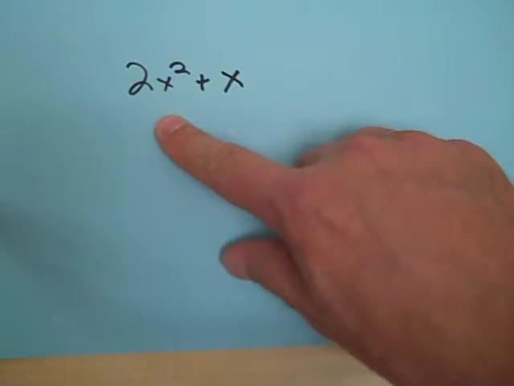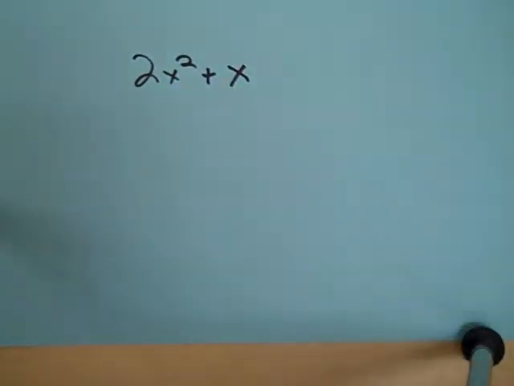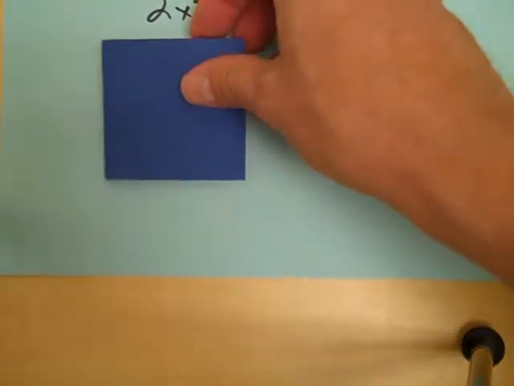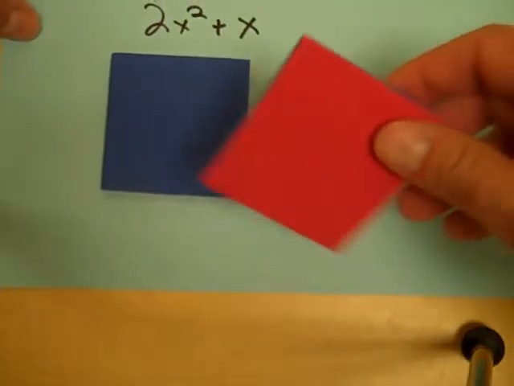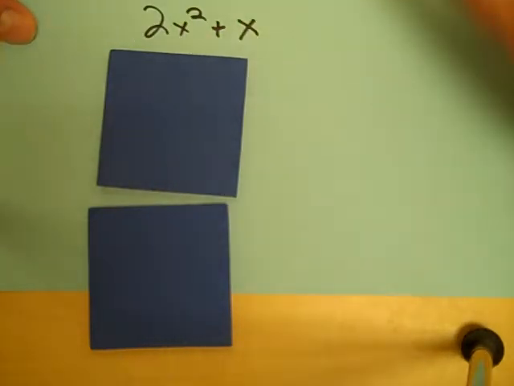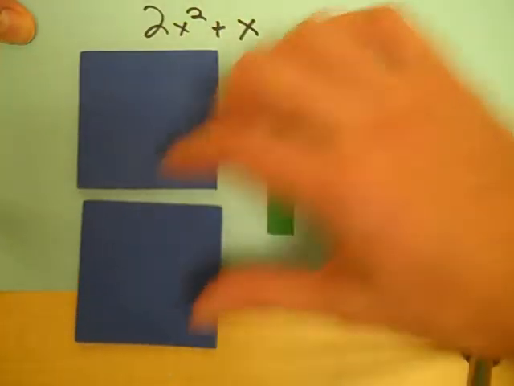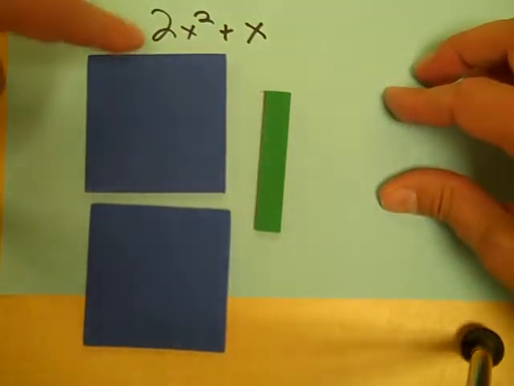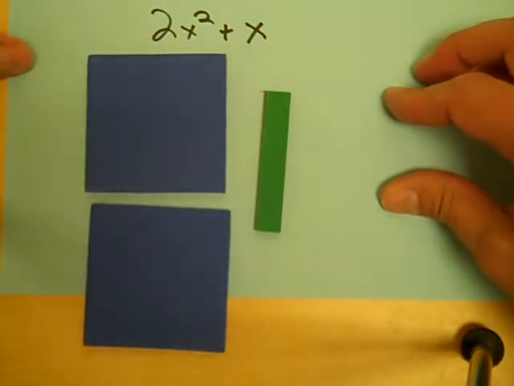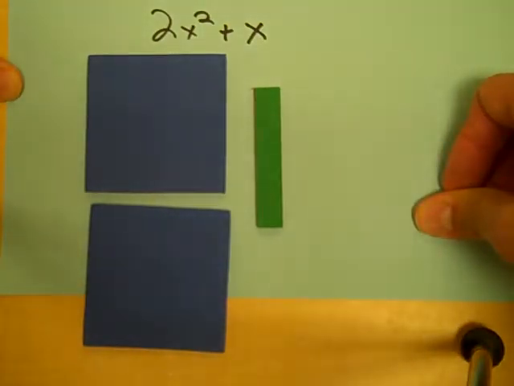Let's see, I think I remember the x squared guys were our big ones. So I'm going to go ahead and grab those. Our big ones, there's one, and there's another. Got our 2x squared there. And it says plus x. So I'm going to grab just one of my green guys here to show that. That's a positive 2x squared. That's 1x. So I've modeled it, 2x squared plus x.